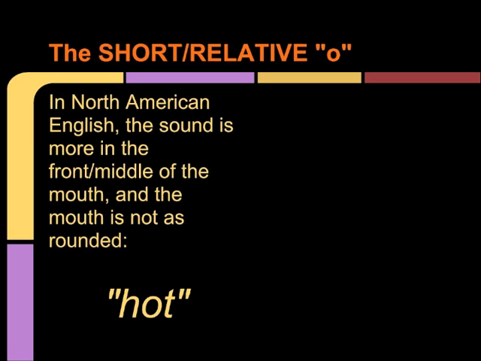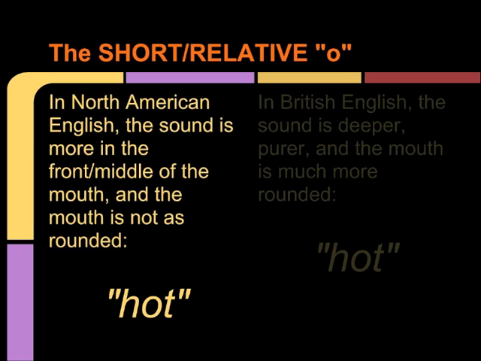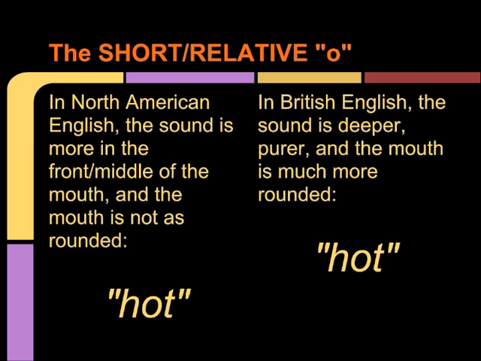The short relative letter O. In North American English, this sound is more in the front or middle of the mouth, and the mouth is not as rounded. Hot, hot. In British English, the sound is deeper, purer, and the mouth is much more rounded. Hot, hot.